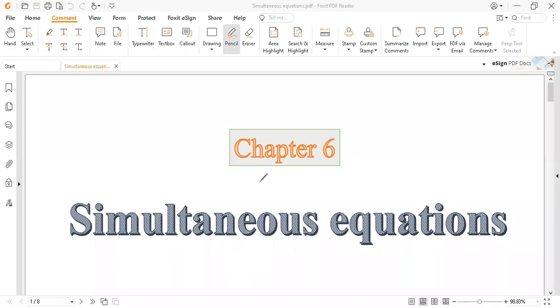Hi everyone. Today we will investigate and explain a new concept of finding a solution. We want to find a solution for simultaneous equations. What do we mean by simultaneous equations?